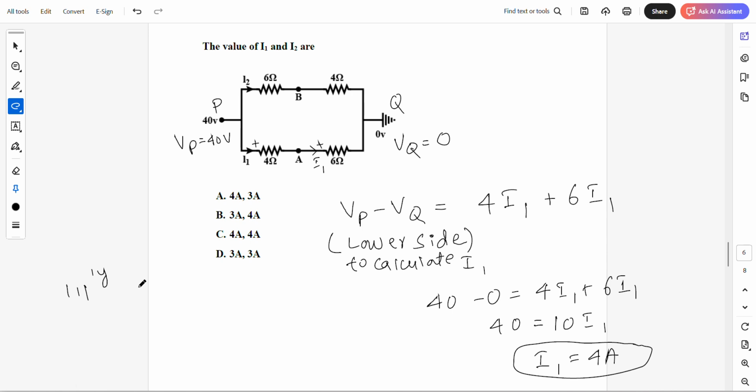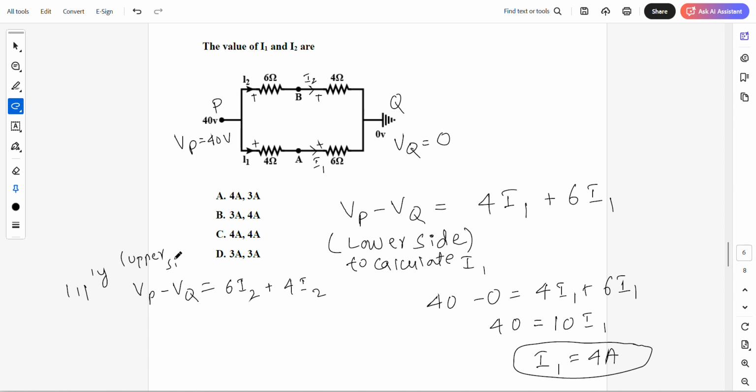Vp minus Vq is equal to, if I move like this, what do I have to write? Plus 6 I2, right? And then if I move further, this plus current I2 is entering, so 4 I2. This is for the upper side, of the original. You will not have any confusion.